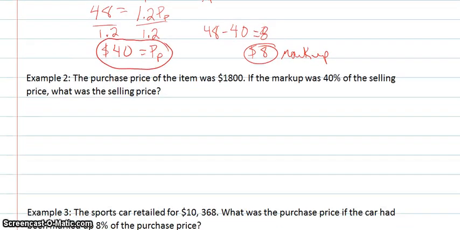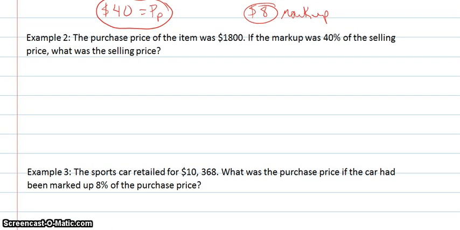Alright, and then in the next one we are given the purchase price instead of the selling price. So we have the purchase price of the item was $1,800. If the markup was 40% of the selling price, what was the selling price? So just setting this up, we're looking for the selling price. That's what this is going to be equal to, and we know the purchase price was $1,800. And then we would be adding that to 40% of the selling price, so plus 0.4 times the selling price.